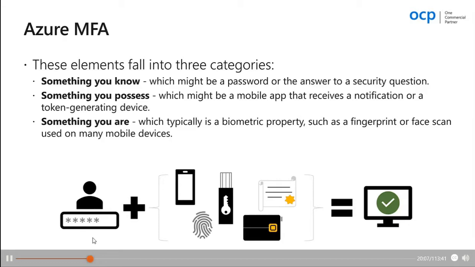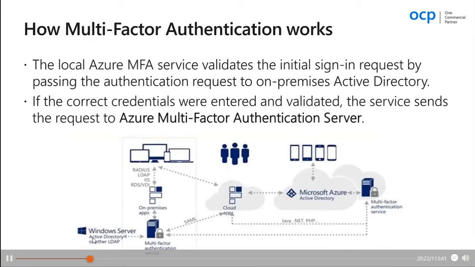You have to have 2 elements, but each element needs to be in a different category. So it cannot be a password and a security question. That will not be multi-factor authentication. So how does MFA work?